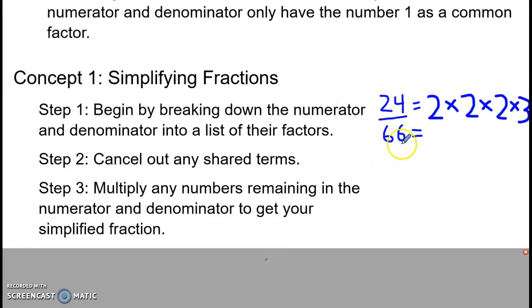So we're going to do the same process with 66. 66 divided by 2 is going to be 33. So 33 is odd, so I know there's no other 2's that I can pull out of there, but it's 33, so I think I can pull a 3 out. 33 divided by 3 is going to be 3 times 11. 11's also a prime number, so right there, I'm all done. I have all my factors of 66 and all my factors of 24.